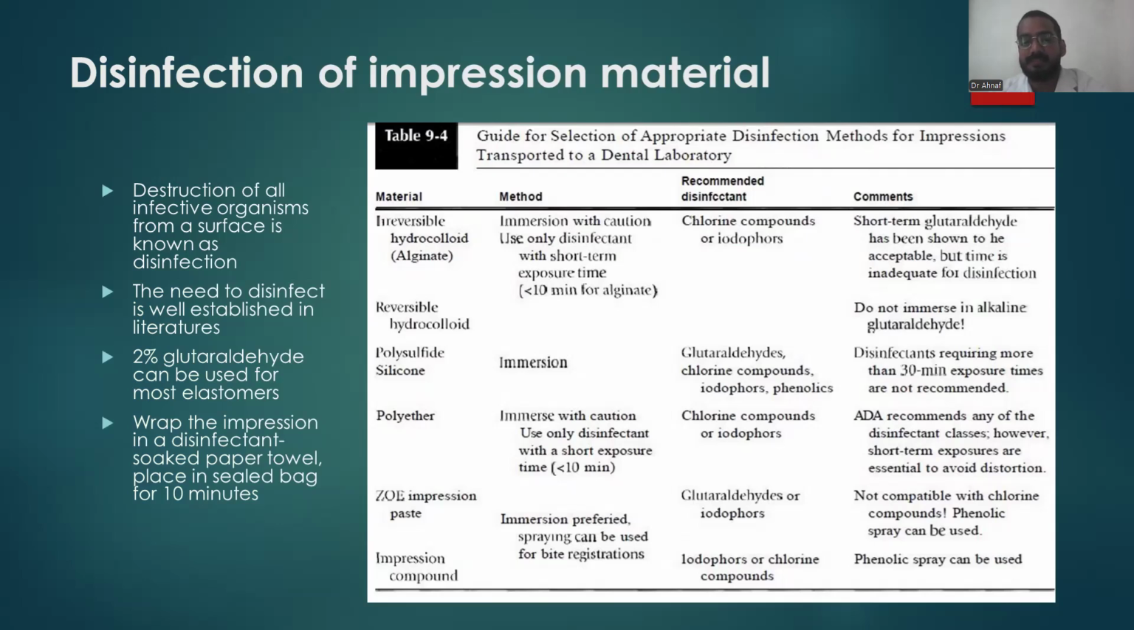In the case of polysulfide and silicones, the method is immersion. We can use glutaraldehyde, chlorine compounds, iodophors, or phenolics, and disinfectants requiring more than 30-minute exposure are not required, so we should limit maximum exposure to 30 minutes. In the case of polyether, chlorine compounds or iodophors can be used. For other impression materials like ZOE, we use glutaraldehyde or iodophors, and for impression compound, iodophors or chlorine compounds can be used.